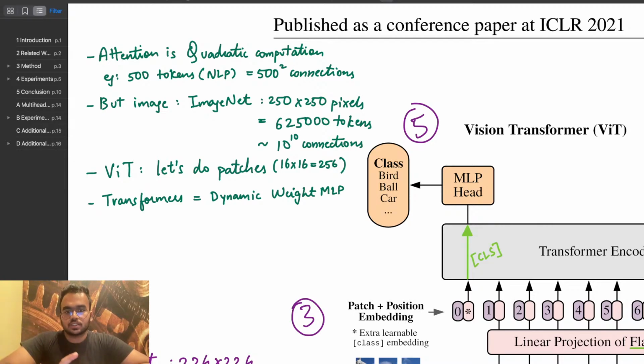That will give you 10 to the power 10 connections, and no amount of compute, even all the Google resources, or take every company and add up the resources, they won't be able to make these computations for large scale data in vision. Hence ViT says, okay, let's just do patches. As the title mentions, images are represented by 16 by 16 words, and that is going to be 256 tokens, which is much richer. That would again be in the realm of what we dealt with in natural language, right?